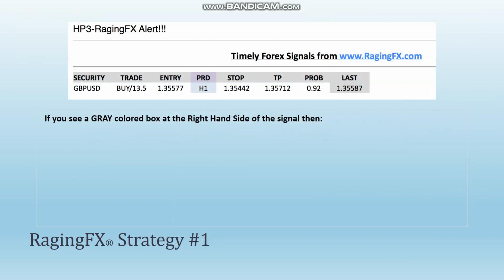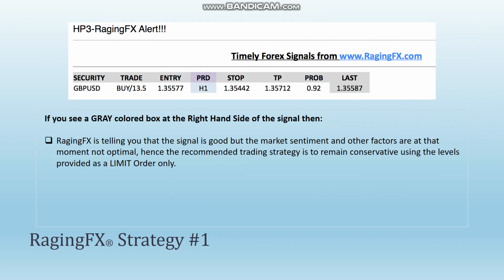If you see a gray color at the right-hand side of the signal as shown in the example, then here's what is happening and what you need to do. First, RagingFX is telling you that the signal is good, but the market sentiment and other factors are at that moment not optimal. Hence, the recommended trading strategy is to remain conservative using the levels provided as a limit order only. Keep in mind that we measure market sentiment as it relates to our algo specifically.